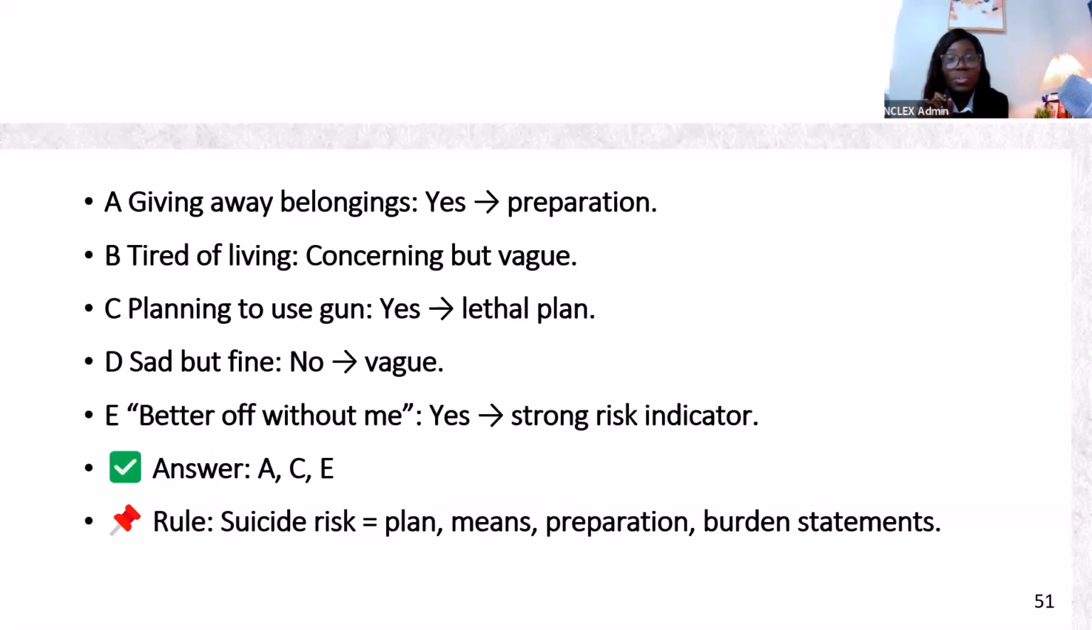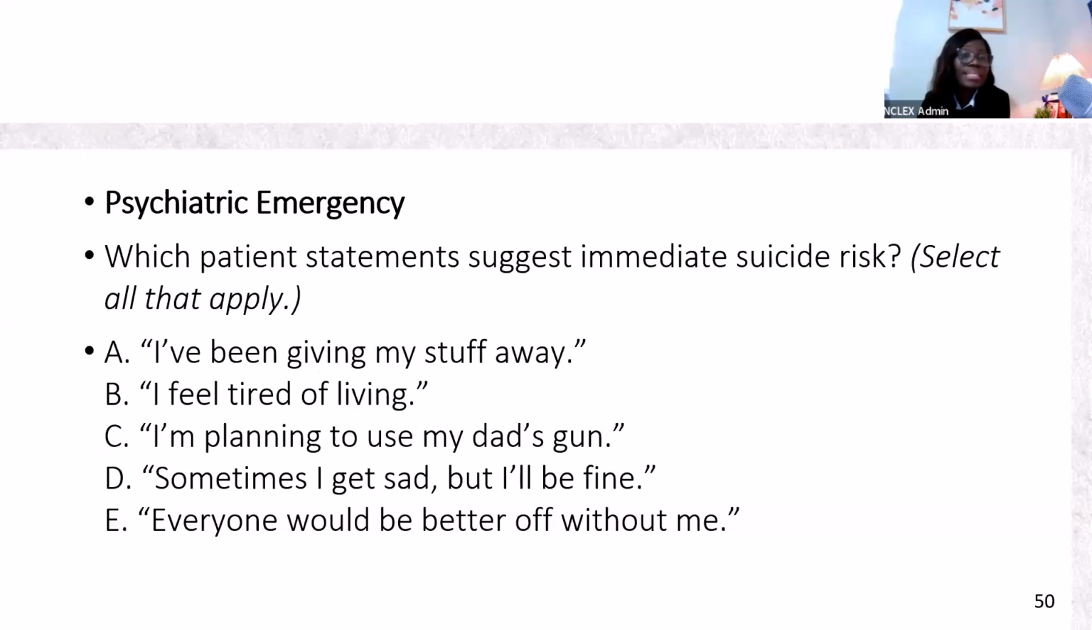And then planning to use the gun, they have a plan. Yes, we pick that. And then sad, but fine. That is also vague, so we will not go for B. And E, better off without me. Yes, this is a strong indicator, okay? So for suicide risk, they have a plan, they have the means, they are prepared, and they're making statements that feel like they are a burden, so life is not worth living, okay? So that is why we go for A, C, and E.